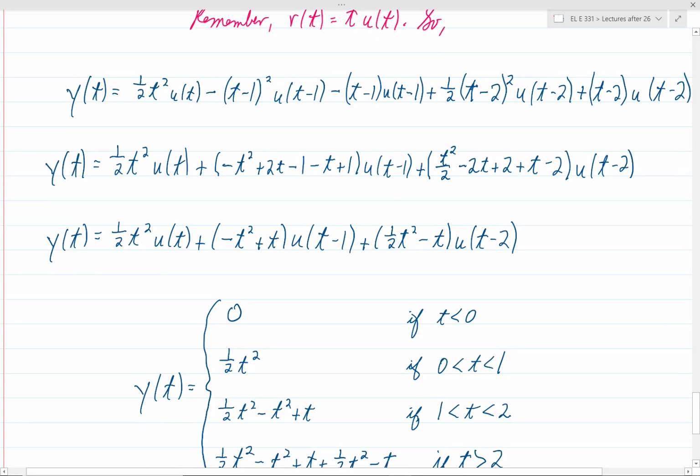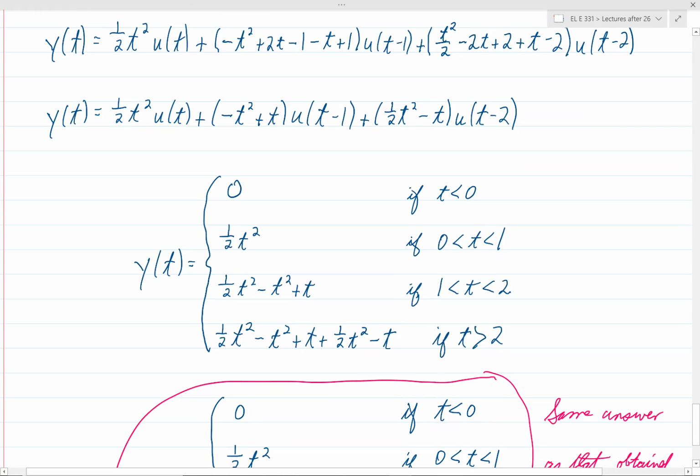And now we simplify all these expressions. This just comes down. There's no more simplification that can be done there. Here the plus 2t and minus t become t. Minus 1 and 1 cancel, so we have minus t squared plus t. And here the 2 and the negative 2 cancel. The t squared over 2 comes down, and the negative 2t and t just becomes negative t.